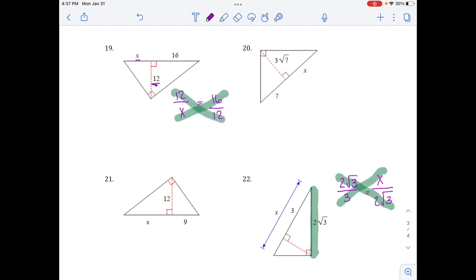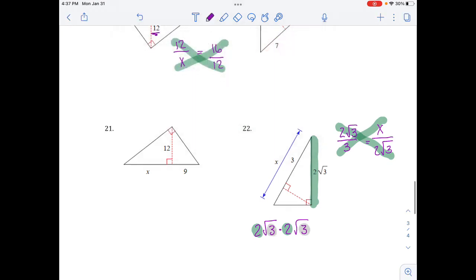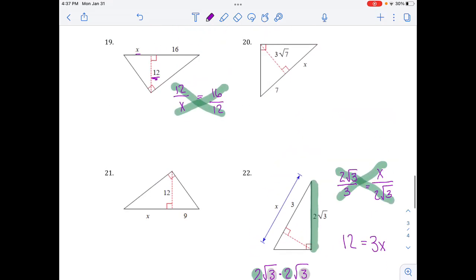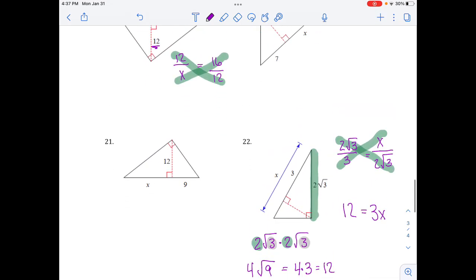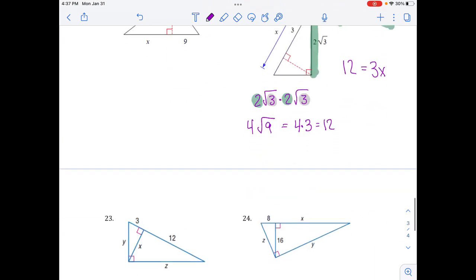I will say real quick here, when you're doing 2 root 3 times 2 root 3, we just saw this above. You'll want to multiply these two numbers and multiply these two numbers. So you end up getting 4 root 9. But the square root of 9 is actually 3. So this will just be 12 equals 3x. And 20 will actually look very similar to that. Make sure to finish solving for x on both 19 and 22.